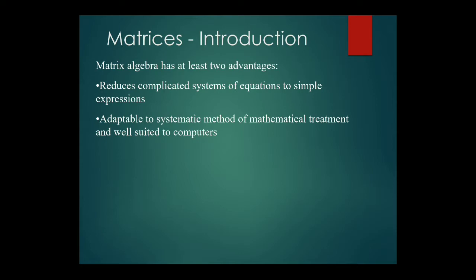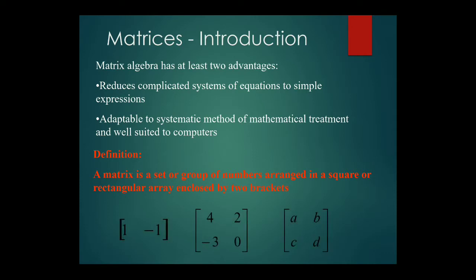Now that we're done with the advantages, let's see the definition of a matrix. A matrix is a set or a group of numbers arranged in a square or a rectangular array enclosed by two brackets. Let's see a few examples of matrices. So we have these.